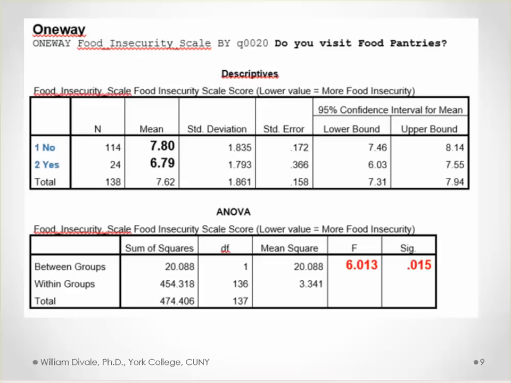With the data the class collected, it would be possible to do different analyses than the examples I've given here. But the purpose in these videos was just for you to interpret what it is the findings show.